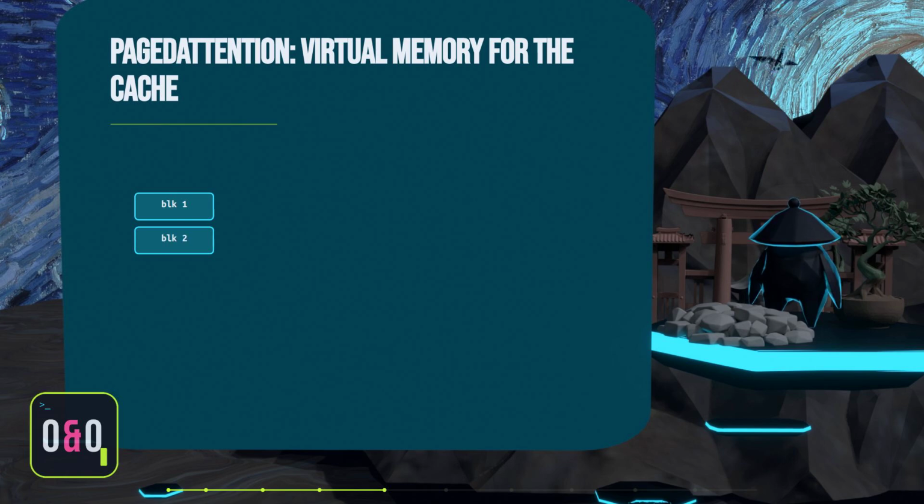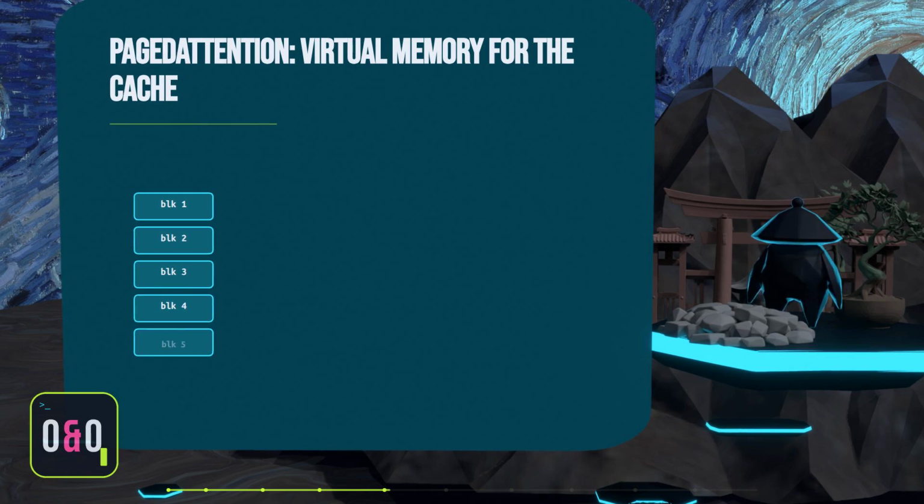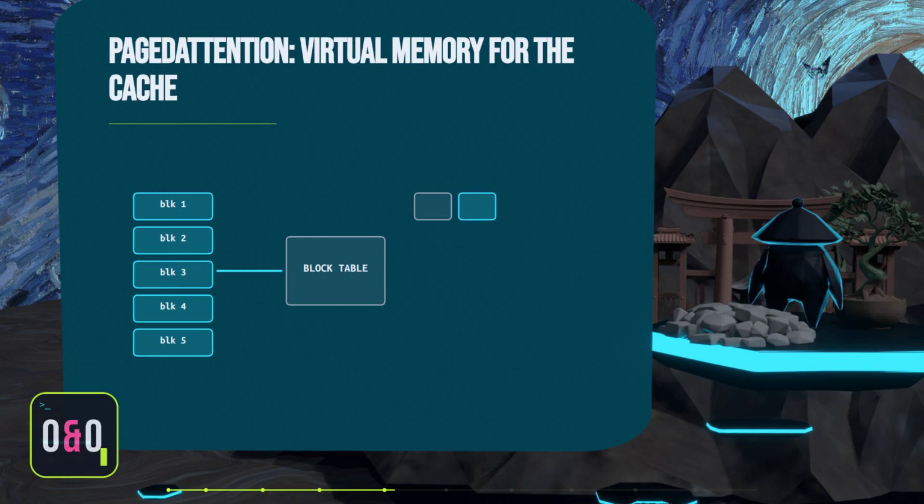Stop promising programs contiguous physical addresses. Chop memory into fixed-size pages. Let a page table translate the neat addresses a program sees onto whichever physical frames happen to be free, and fragmentation collapses. PagedAttention, the core idea of vLLM, is that exact design applied inside the GPU.